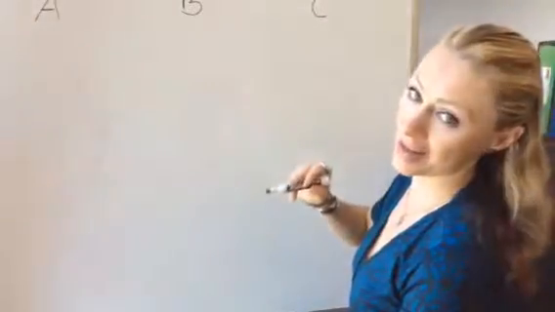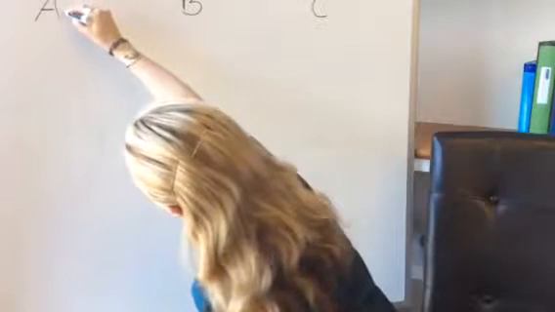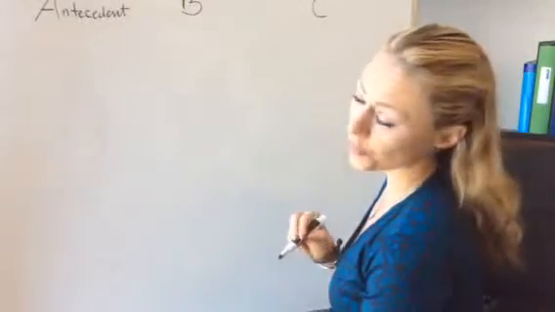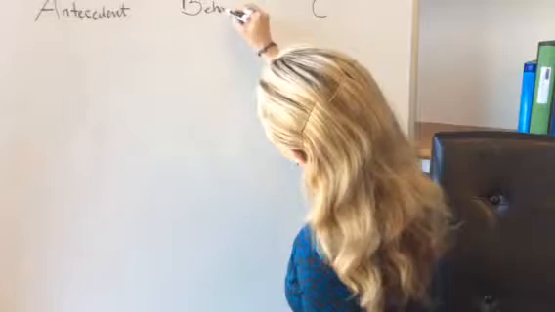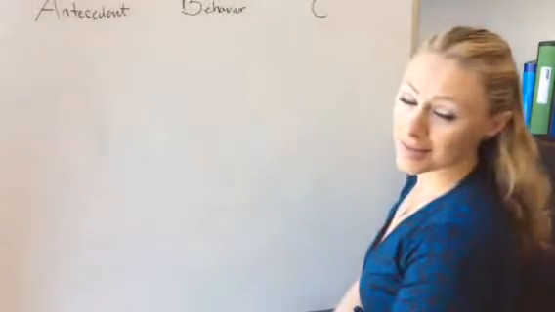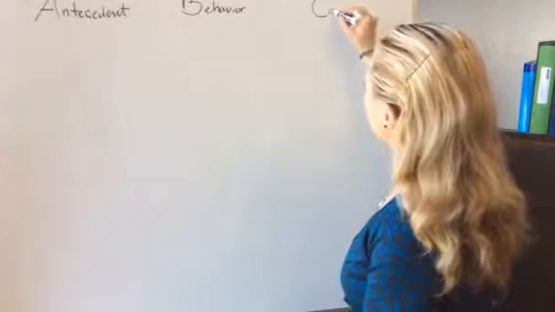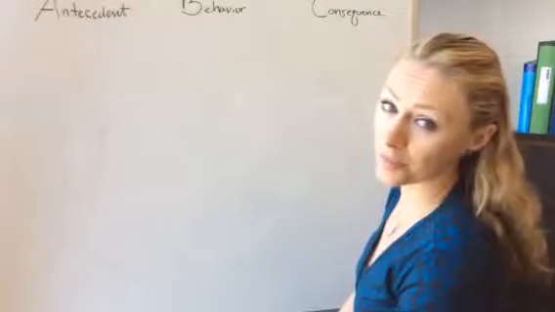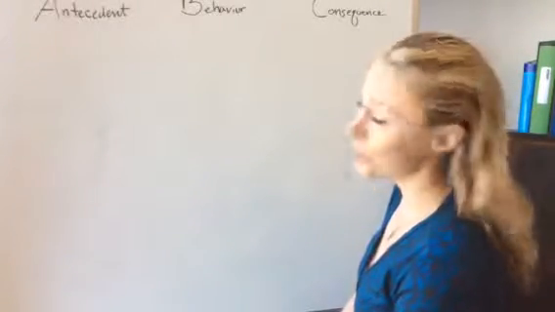All right, so let's write this up on the board. A, B, and C. Pretty easy, right? And as we said, A stands for antecedent. B stands for behavior. And C stands for consequence. Often you're going to see this in a chart-like form, so I'm going to do that for us now.